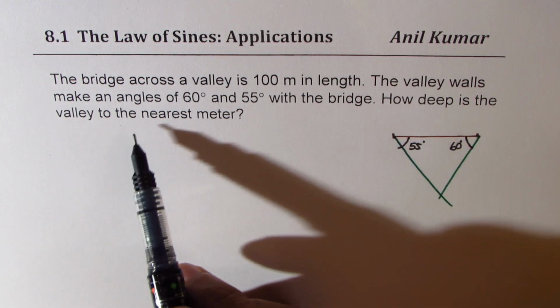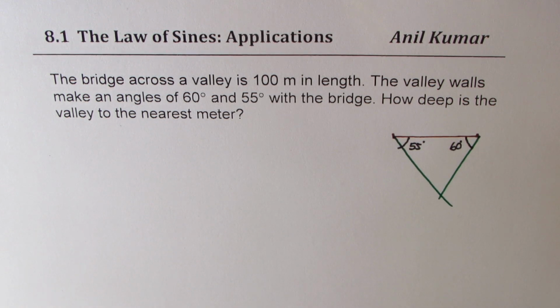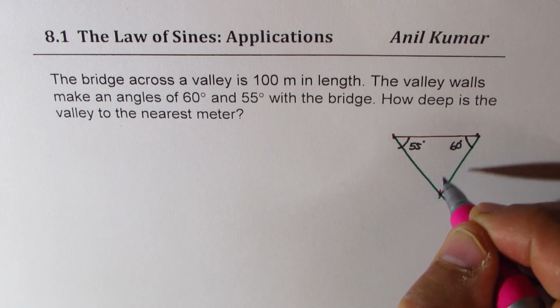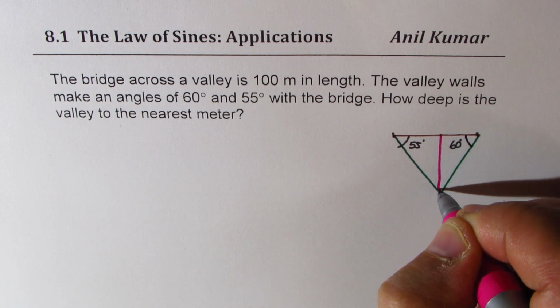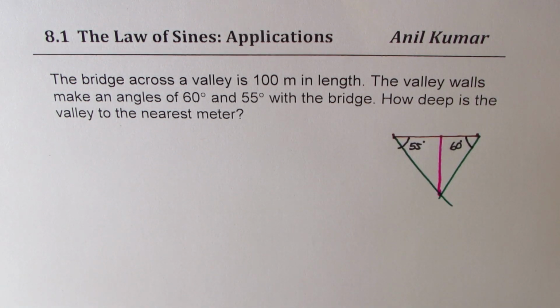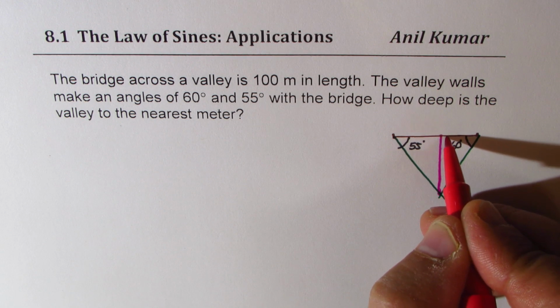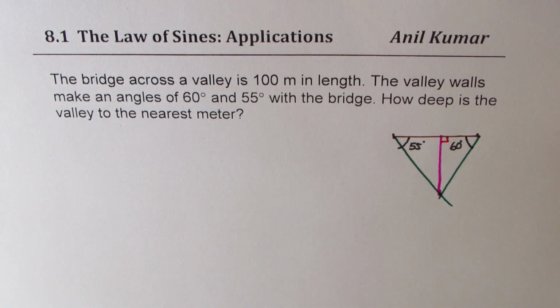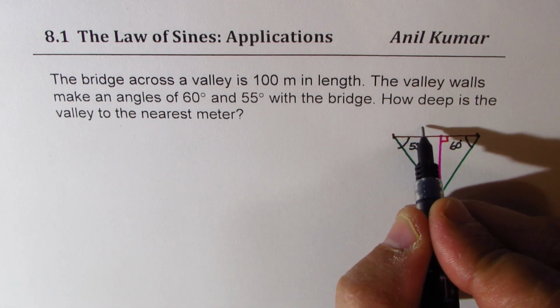How deep is the valley to the nearest meter means you have to find the height. This is what you have to calculate. Perfect. So I hope the scenario is clear. This height will make right angles with the bridge. And now let us see how to solve it. We are also given that the length of this bridge is 100 meters.